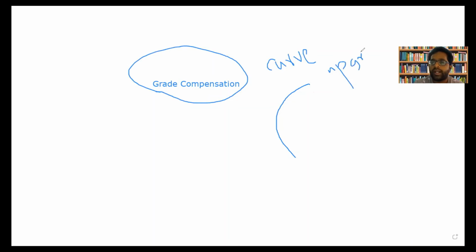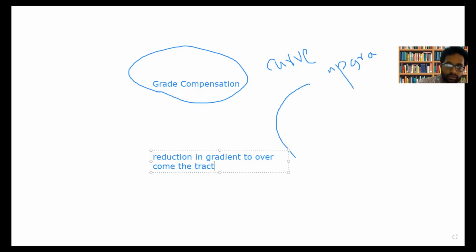Grade compensation means you have to compensate the gradient, or bring about a reduction in gradient. This reduction in gradient is required to overcome the tractive force required in case of a curve. Now, how can this grade compensation be provided? Let us see.